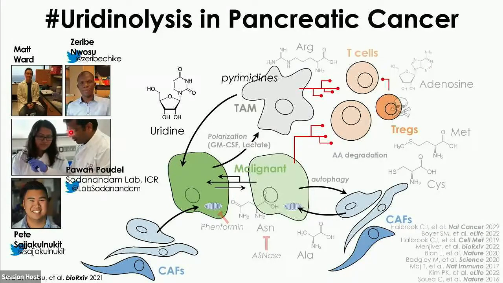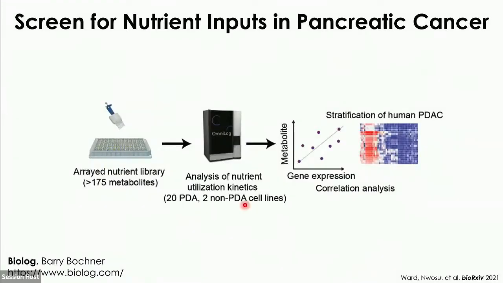In short, the authors demonstrated that uridine is present in the tumor microenvironment and serves as a novel metabolic fuel to support tumor growth under glucose-limiting conditions. This project started with the intention of defining the full spectrum of nutrients that pancreatic cancer cells use.